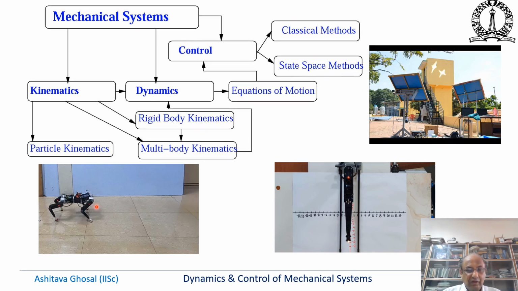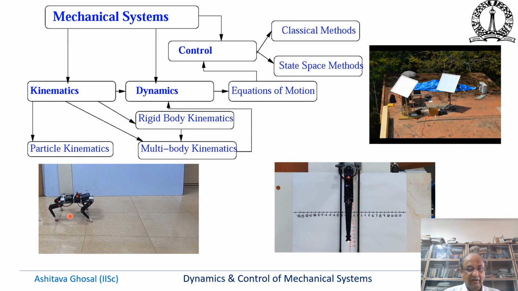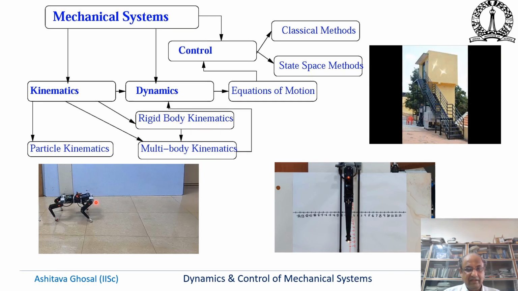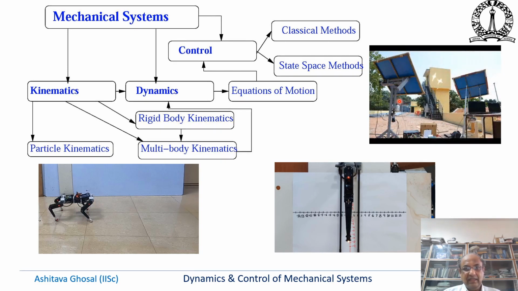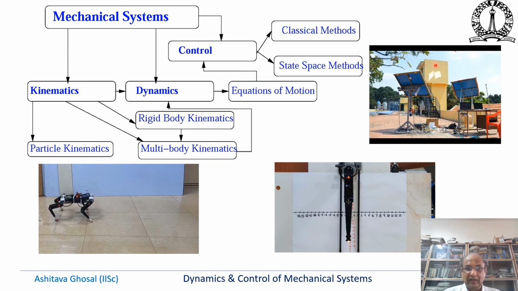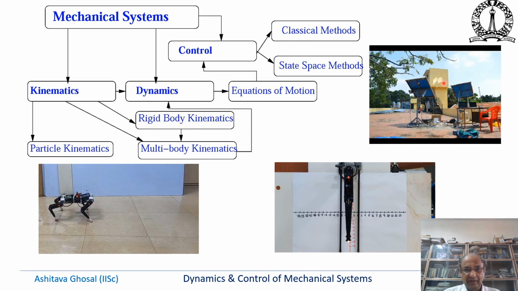Here are 3 videos which I am going to show you where kinematics, dynamics and also control are very useful. The first one is a robot called a sun tracking device. Basically, what you can see is that there are 2 mirrors which are used to track the sun and then focus the incident beam onto the so-called receiver.